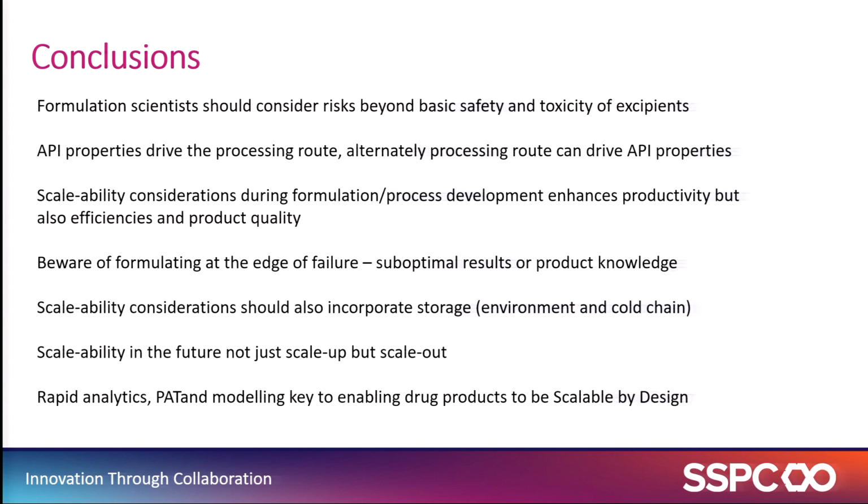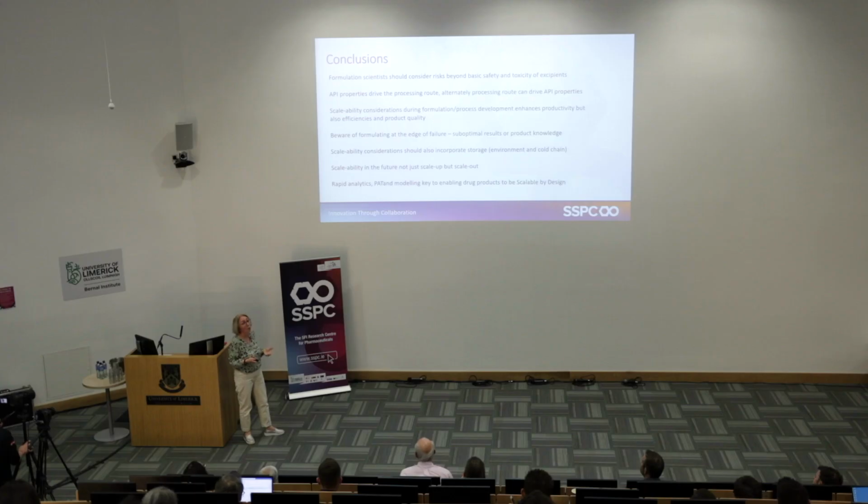I'll just go through these quickly. We need to be aware of the edge of failure. It's lovely as an academic to show nice results, but it's really interesting as a scientist to see where the nice results stop and the bad results start. And scalability, we haven't shown it here, but it's a big area. Storage, humidity, environment, all that influences scalability. And scalability in the future is not just scale up, it's scale out. And so I think the rapid analytics, the PAT and the modeling, which we've heard so much about the last while, they're all really crucial so that we can have scalable systems.